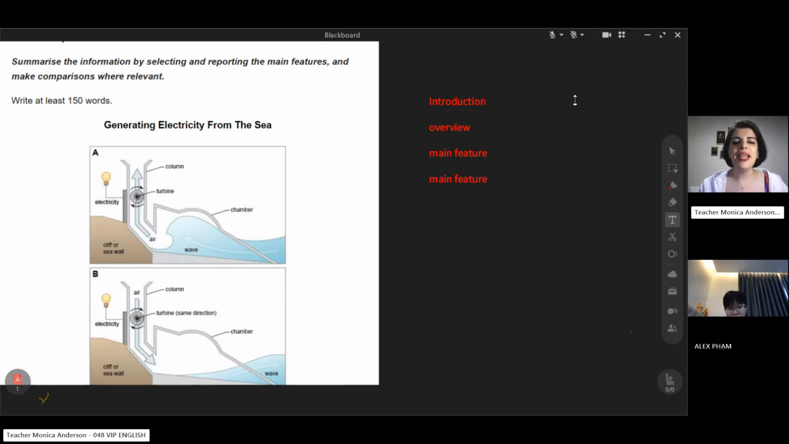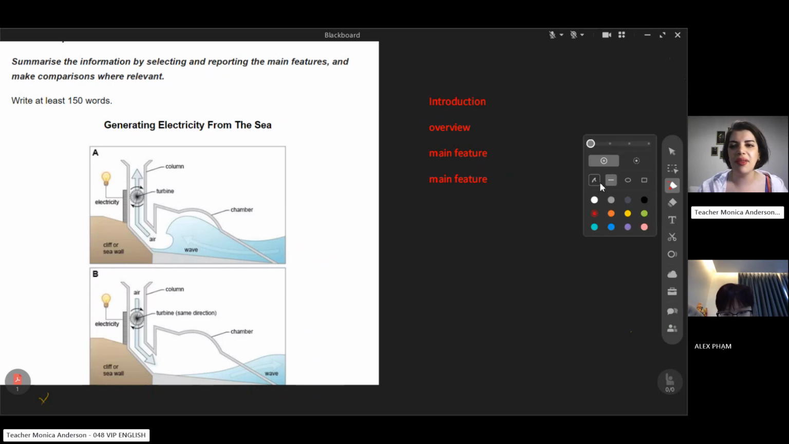Well, okay, now let's do something. Just before we move on to the book, tell me, for this diagram, if you want to select the main feature, what will you do? For example, what is really important? A wave. Yeah. First of all, you need to do something.